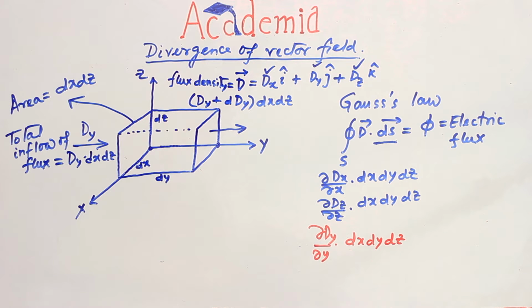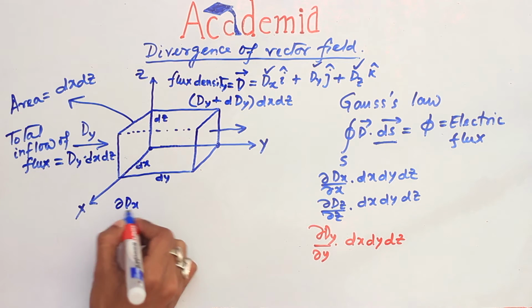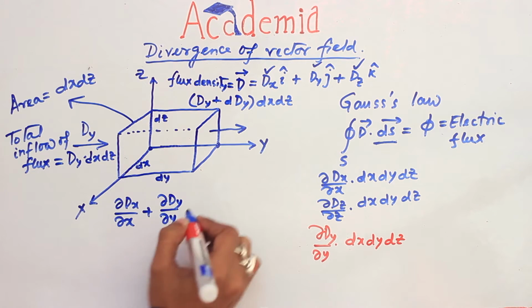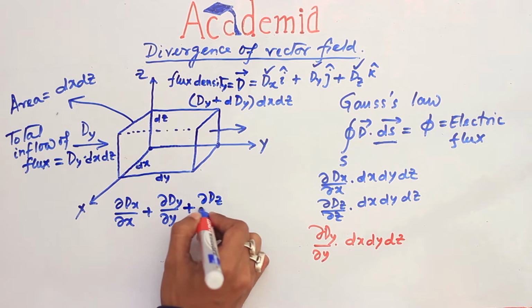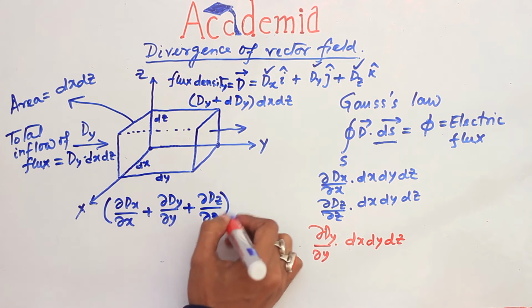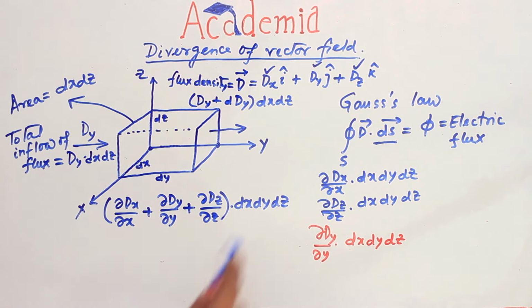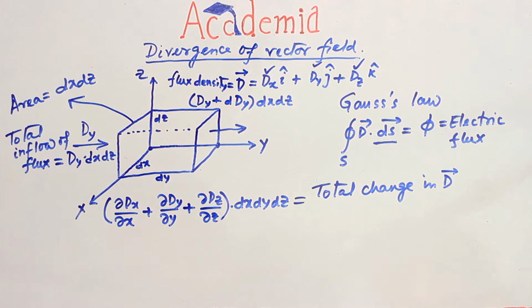That means taking dx dy dz common from this part, within the bracket it comes as del x ex plus del y ey plus del z ez into dx dy dz. Dx dy dz is the volume of this cube, through which the flux passes. So the total change in D per unit volume will be divergence of D, since change in rate of flow is measured per unit volume.